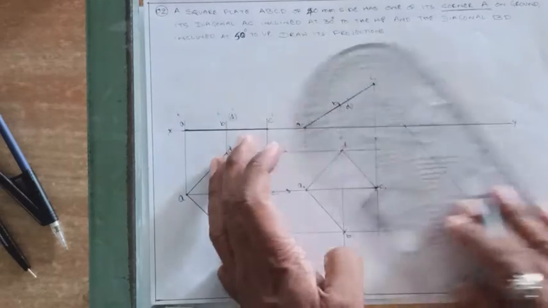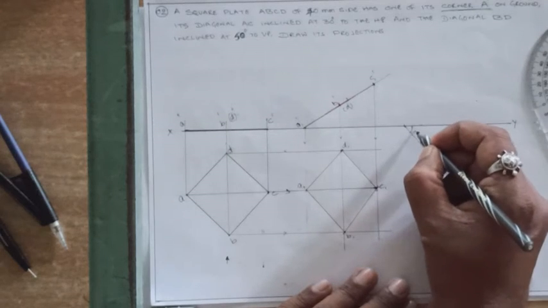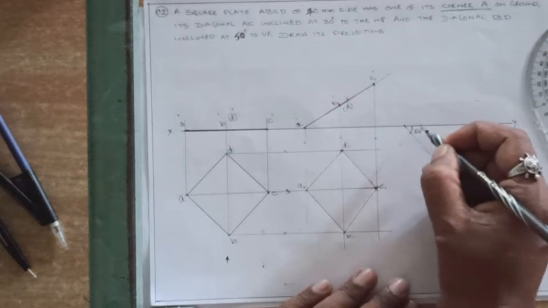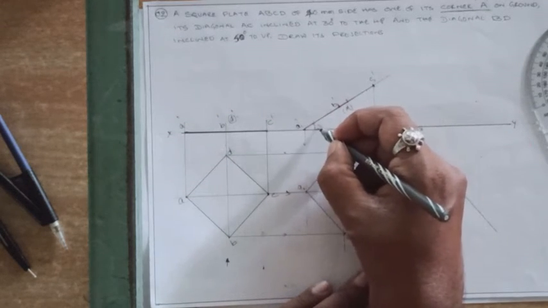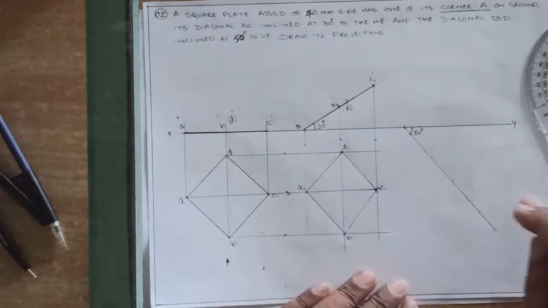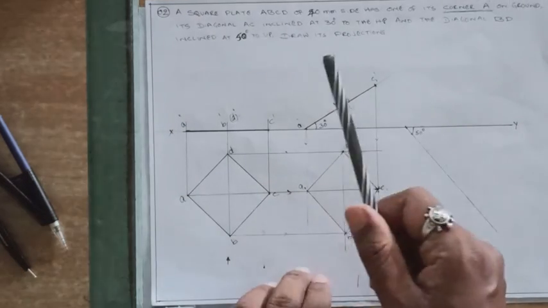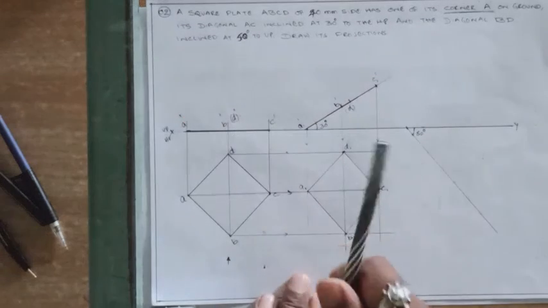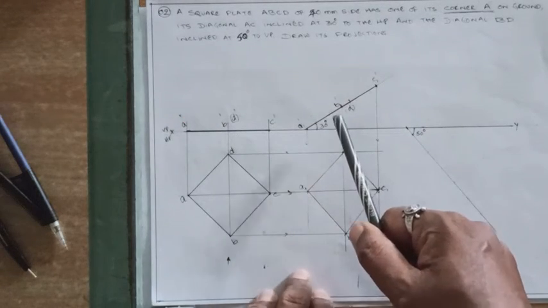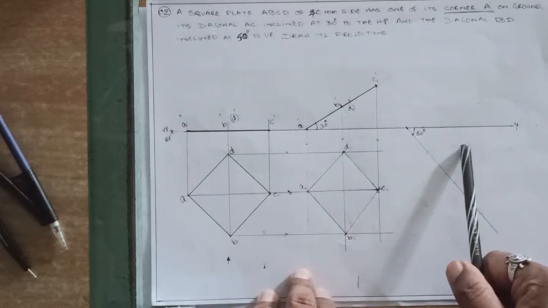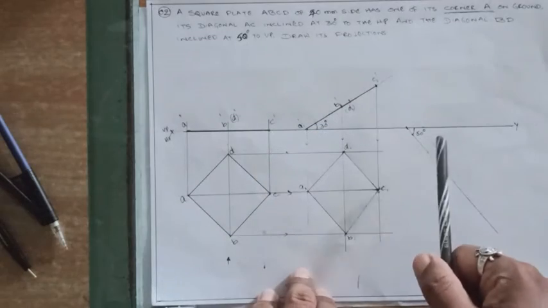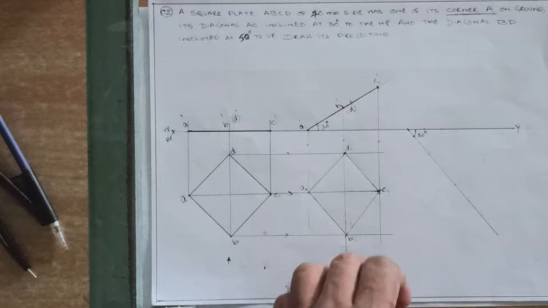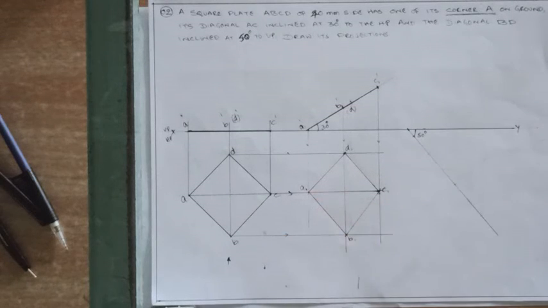So here what is the angle here? Here it is 50 degrees. The initial AC is inclined at 30 degrees. Okay. Inclined to, here you can write VP and HP. Inclined to HP, you are getting inclination in VP. Again 50 degrees inclined to VP, you are getting inclination in HP. Okay, good. Now you have to transfer this one.